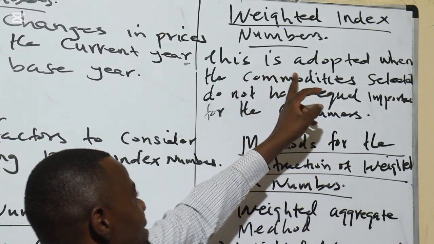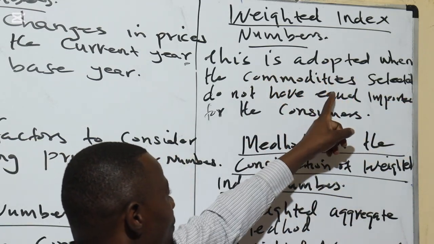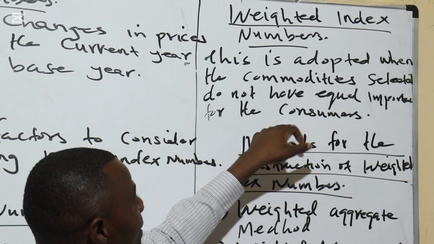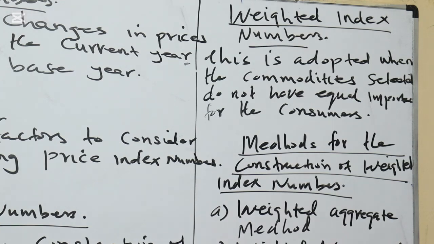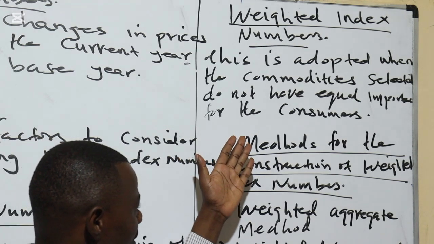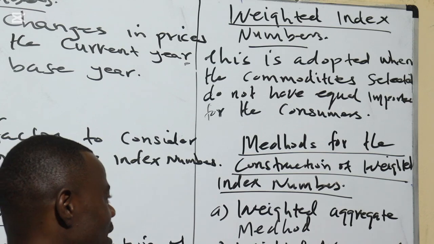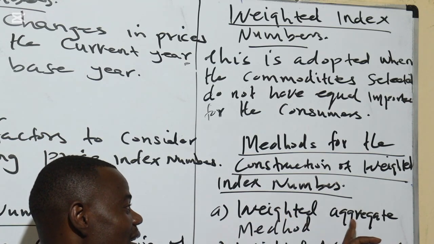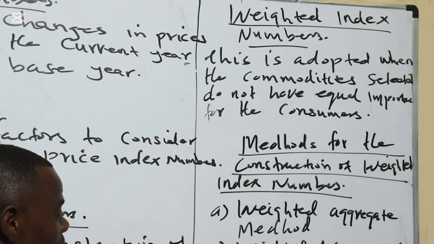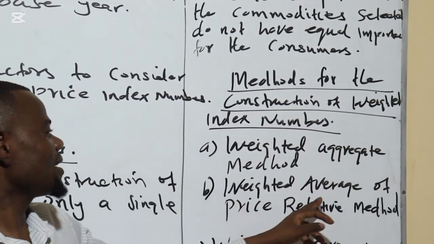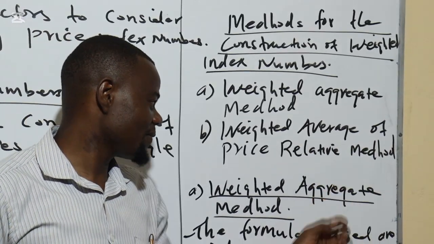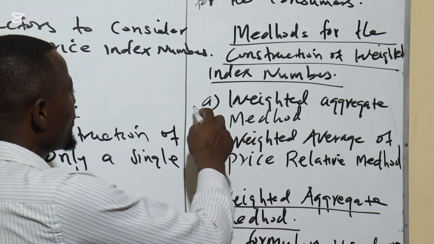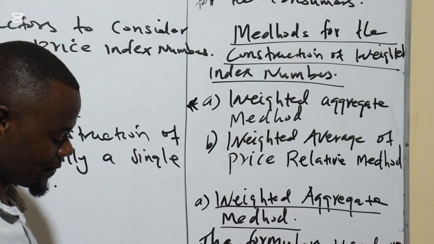So this is adopted when the commodities selected do not have equal importance for the consumers. Then we develop what is called weighted index numbers. We have different methods you can use to construct weighted index numbers. The first method is the weighted aggregate method, and that is the method we are going to look at. We also have the weighted average of price relative method. But our discussion will be based mostly on the weighted aggregate method.